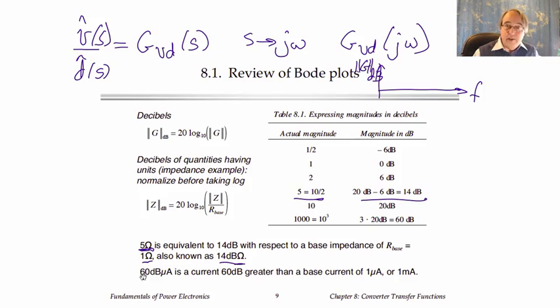You often see currents for electromagnetic interference specifications expressed in dB microamps, and what they're doing there is choosing 1 microamp as the base current. So 60 dB microamps is 60 dB, or a factor of 1,000 with respect to 1 microamp, which means it's a current of 1 milliamp.